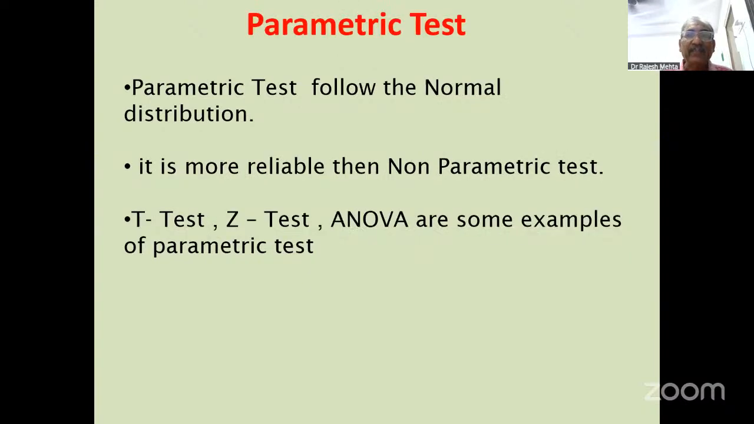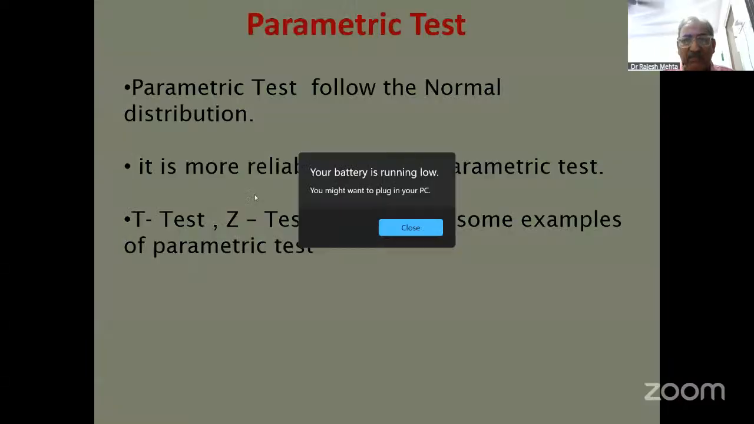In a parametric test, it follows the normal distribution curve. And because the number is also more, there is a pattern. That's why it is more reliable. So when you have enough sample size, 100, 200, 500, at that time, try to go for a parametric test rather than a non-parametric test. And also it should be following the normal distribution curve. So t-test, z-test, ANOVA test are examples of parametric tests.